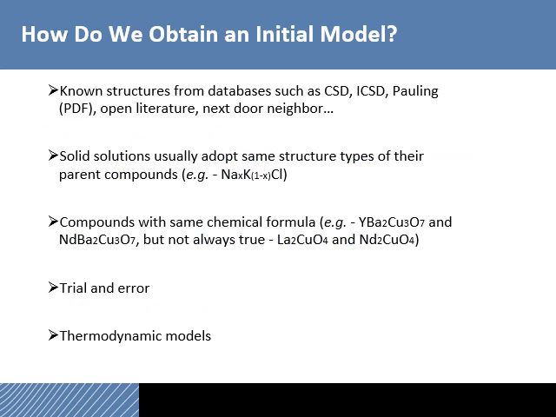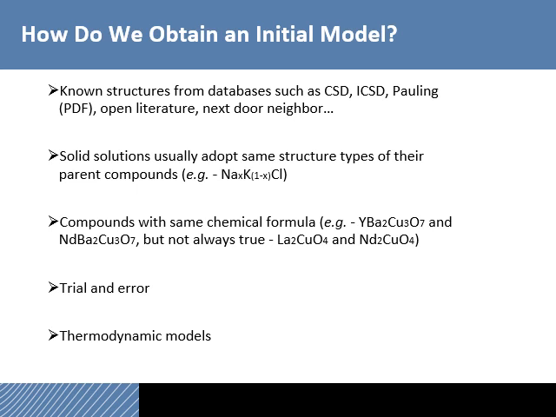So how do we obtain an initial model? You can obtain these known structures from databases such as the CSD, the ICSD, the Pauling File, which is part of the Powder Diffraction File. You can get this information from open literature. Sometimes structural information is actually published as part of the supplement in academic literature. Any source that has a prospective model is worth considering.